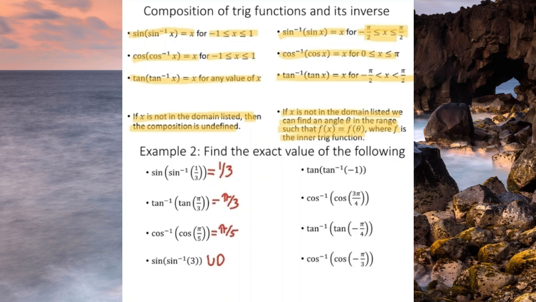Next, tangent of tangent inverse of negative 1. If we look at the bottom left rule, we know that tangent and tangent inverse will cancel out for all x. So tangent composed with tangent inverse will always cancel out, meaning tangent of tangent inverse of negative 1 will equal negative 1.